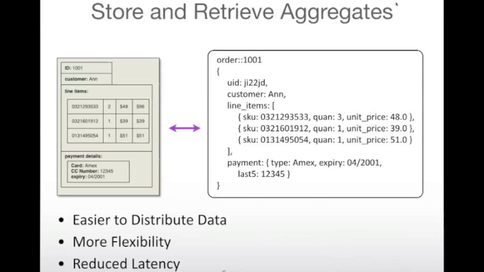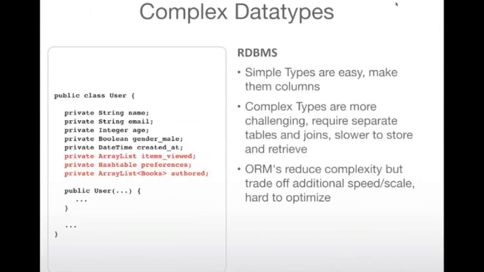So this also, without the joins, reduces latency as well. And having denormalized data makes it so you can dynamically change schema and you have much more flexibility.